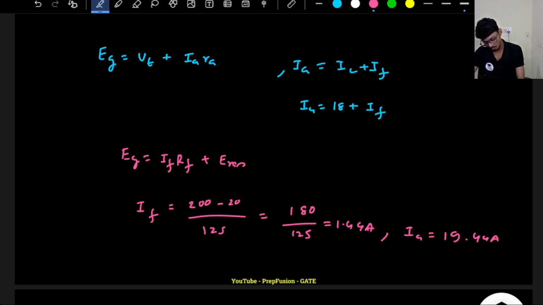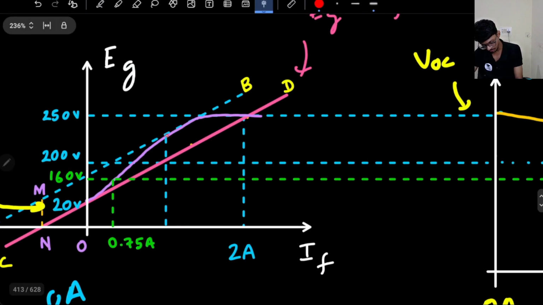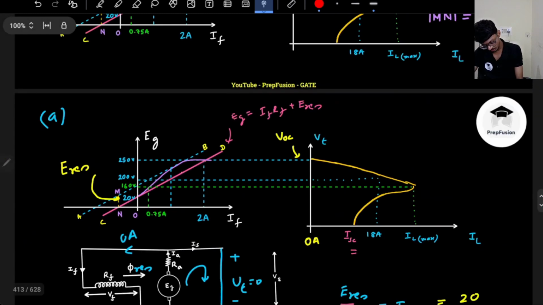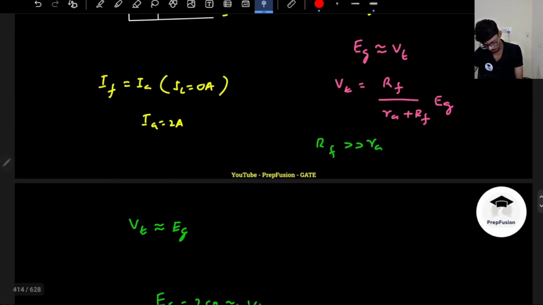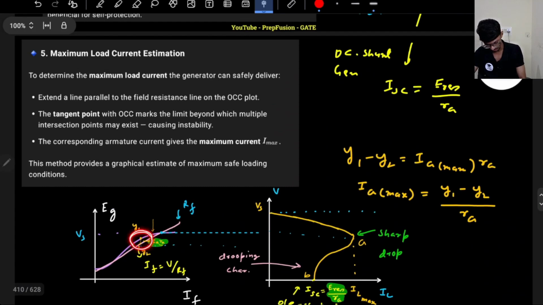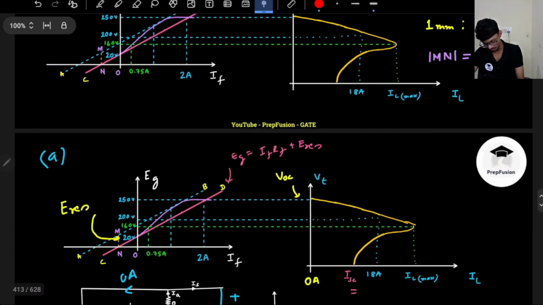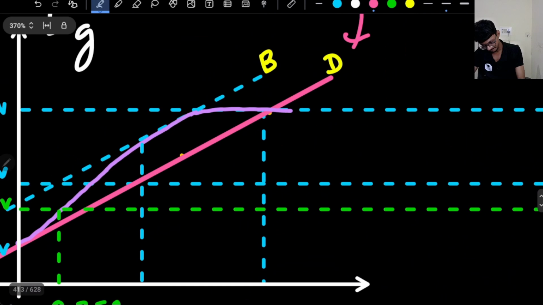Now, one more piece of information they have given me. This will be the corresponding stable value of Eg. This is the equation of the straight line, but the corresponding stable value of Eg will be this point, because it will further increase. And this is the extra additional drop, the IaRa drop, that was already discussed in the previous lecture. So this drop is known as the IaRa drop, whatever the armature current is.